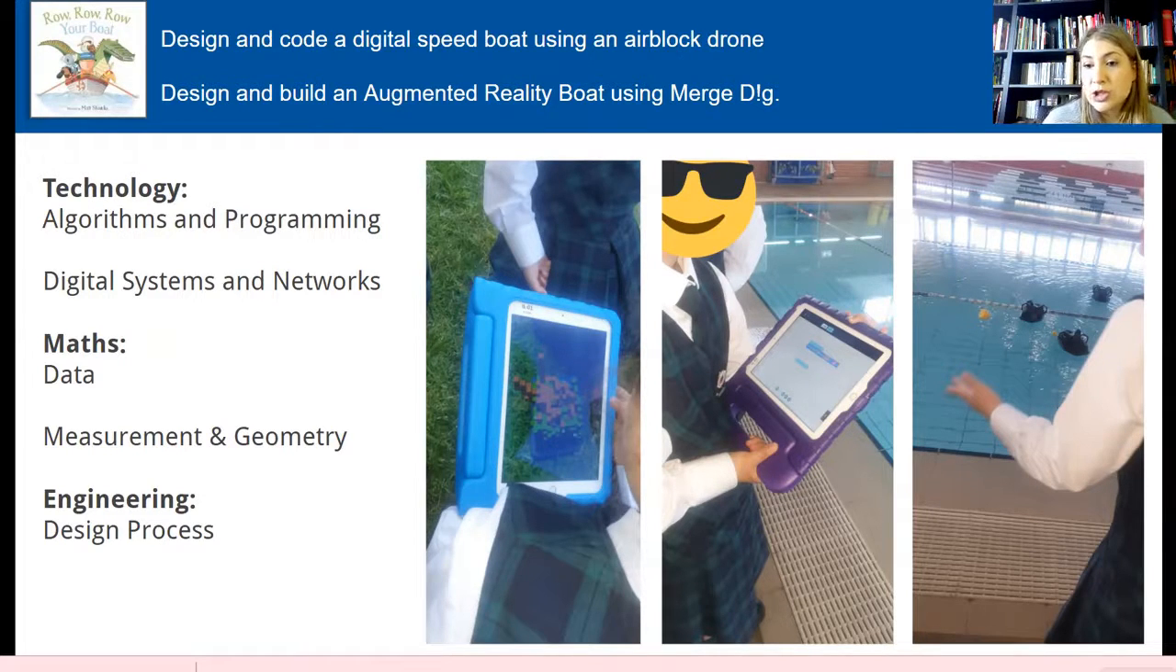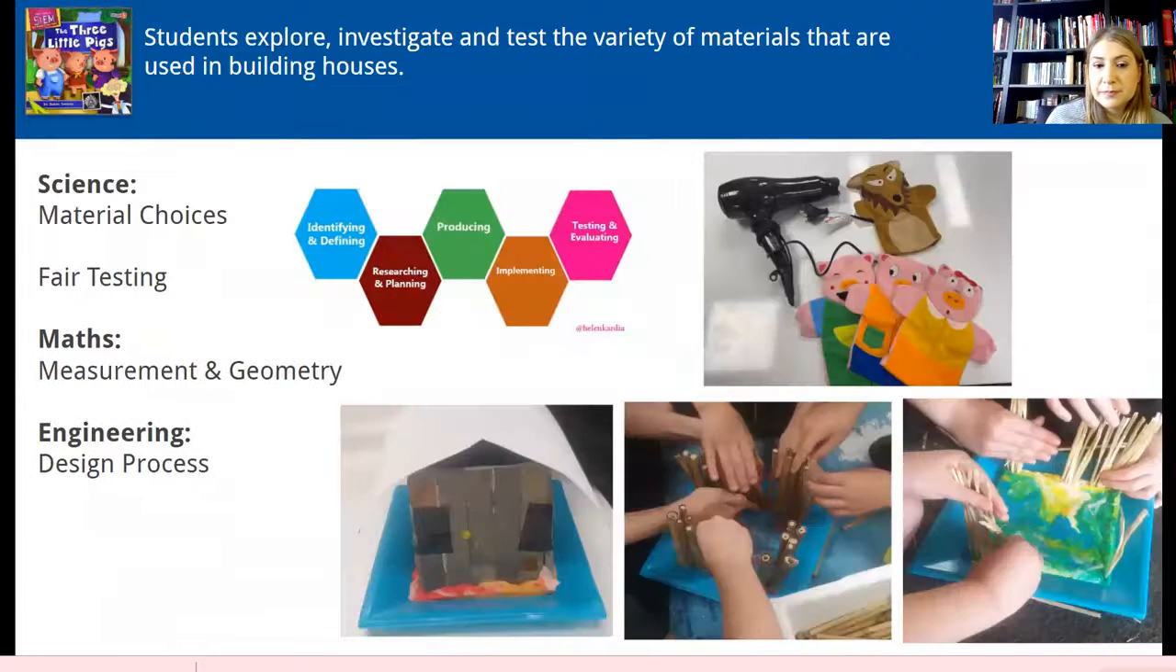So in order to iterate that, the girls created an air-block drone boat and coded it to save rubber ducks in our book. They also designed a digital technologies boat using augmented reality on the merge cube and talked about how the features of their boat would be appropriate for the characters in our text.